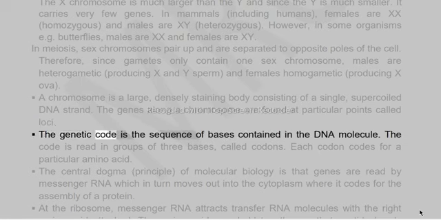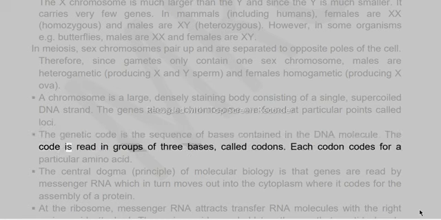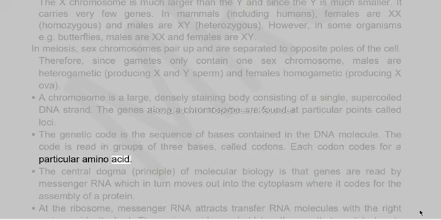The genetic code is the sequence of bases contained in the DNA molecule. The code is read in groups of 3 bases, called codons. Each codon codes for a particular amino acid.